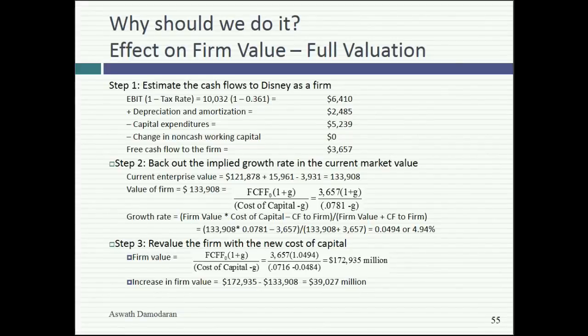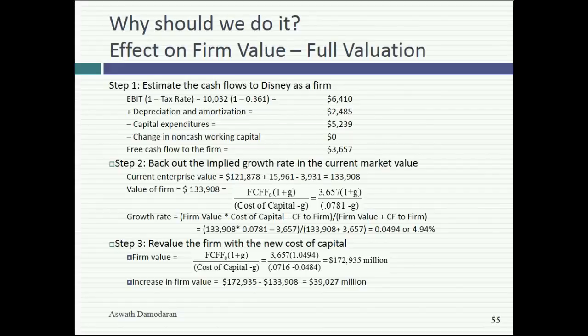If I then plug in the new cost of capital, keeping everything else fixed, I'll get a new value, because the only thing that should change after this capital structure change is my cost of capital goes from 7.81 to 7.16%. The value that I get for Disney with a 7.16% cost of capital instead of a 7.81% cost of capital is $172.9 billion.